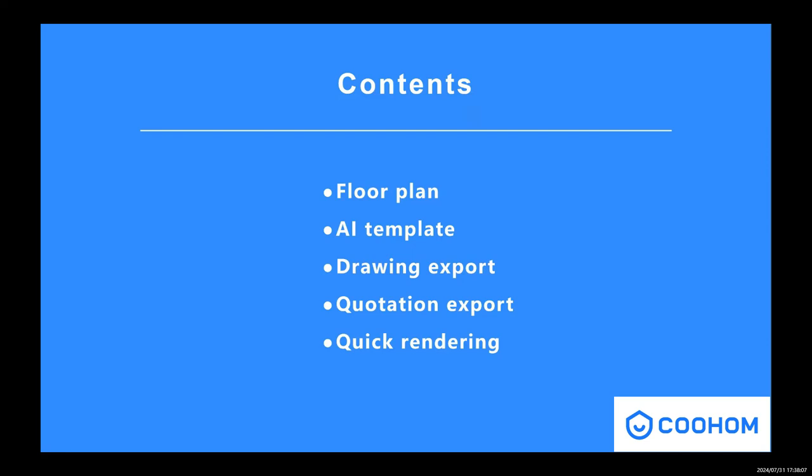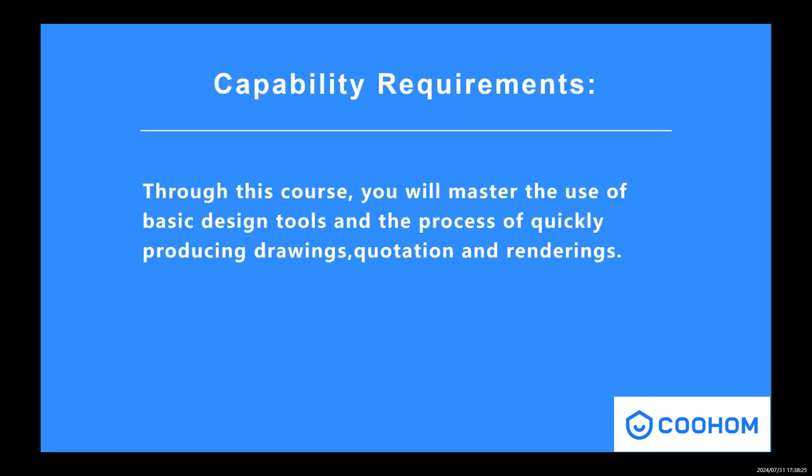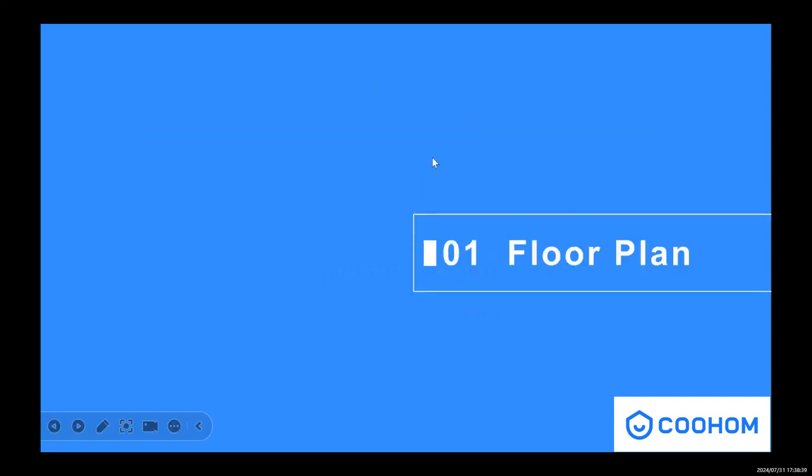After that, we will use the AI template to generate the furnishings and furniture for the layouts. And after we finish with the design part, we will export the joints and the quotation. For the last part, I will show you how to render quickly. Through our class, I hope you can master the basic use of the design tools and know how to export the joints, quotation, and renderings quickly. So let's enter our first part, the floor plan.